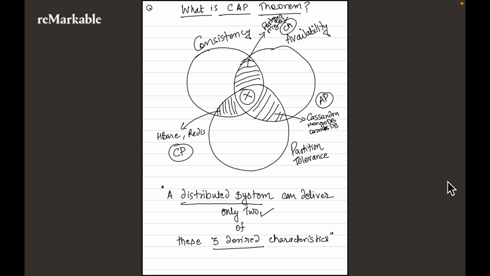Some examples of systems which are CP, having consistency and partition tolerance, are HBase and Redis. Systems which are highly available and have partition tolerance are Cassandra, MongoDB, and Cosmos DB. And for systems which are consistent and available, we have Postgres and MySQL. These systems would basically fall into the category of single node clusters.